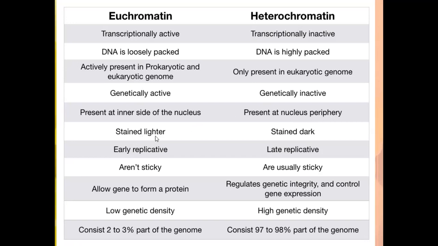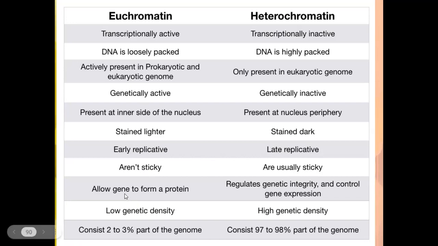And euchromatin, when stained with acetocarmine solution, shows only a light color. But heterochromatin shows a dark color with acetocarmine staining. Euchromatin is early replicative, meaning it is ready to participate in replication. And heterochromatin is late replicative; it is in sleeping mode. It cannot participate actively in the replication process. Euchromatin is not in a sticky condition, but heterochromatins are usually sticky, meaning their structures are compactly arranged.